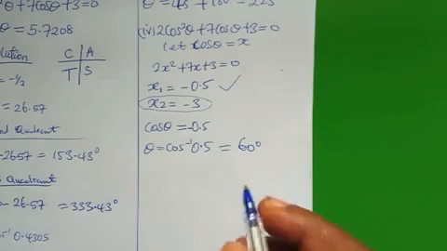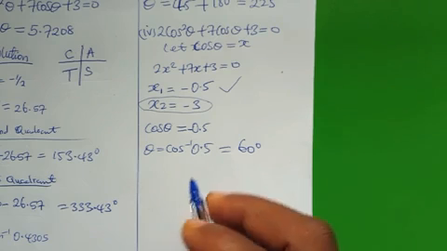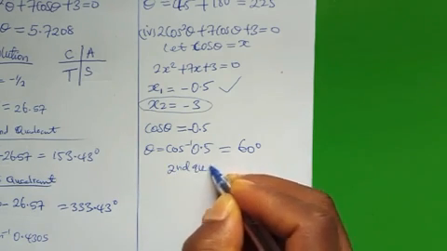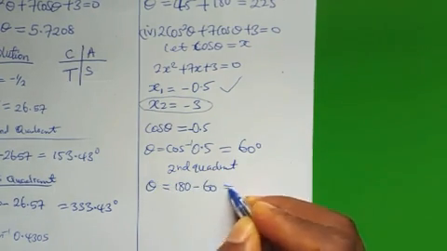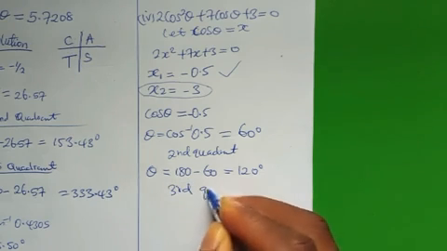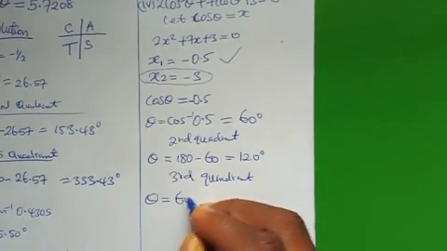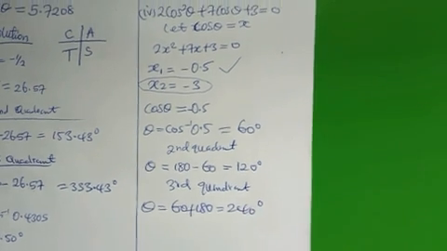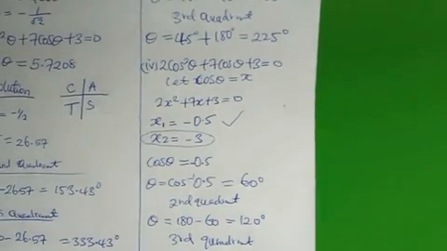Okay, for the fact that the answer is negative, where are those places where we can actually look for the value of our theta? There are the second quadrant and the third quadrant. And for the second quadrant, we are going to have that theta is equal to 180 minus 60, that is 120 degrees. And for the other quadrant, which is the third quadrant, we have theta is equal to 60 plus 180, that is 240 degrees. You can actually check this answer by substituting what you have gotten into this particular equation. If it gives you 0, then you know you are right.